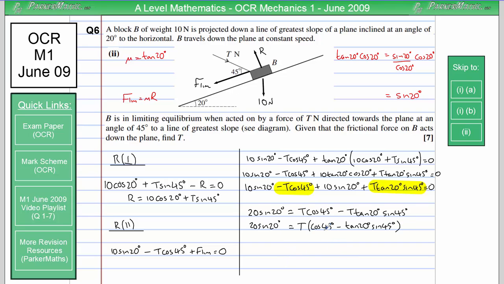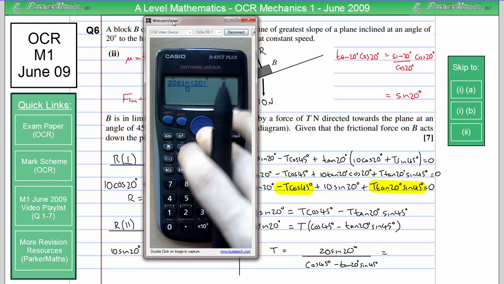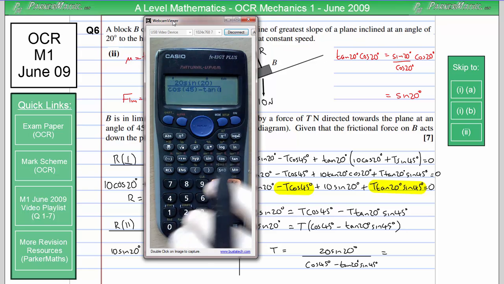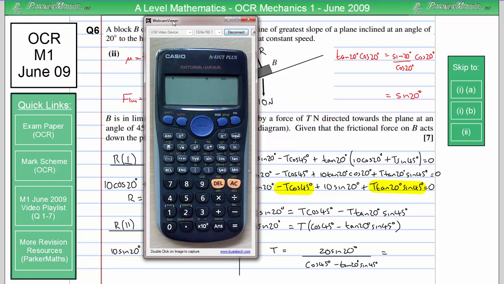Finally, all I need to do is divide through by this bracket here, and I get T equals 20 sine 20 divided by cos 45 minus tan 20 sine 45. And that gives me 15.2 to three significant figures.